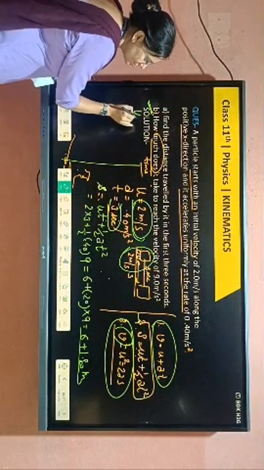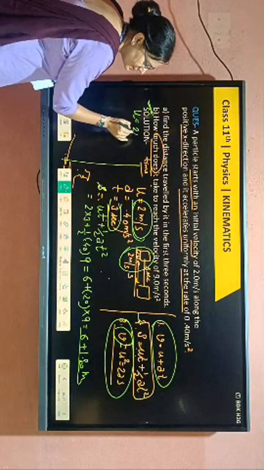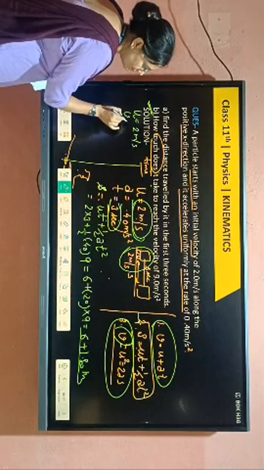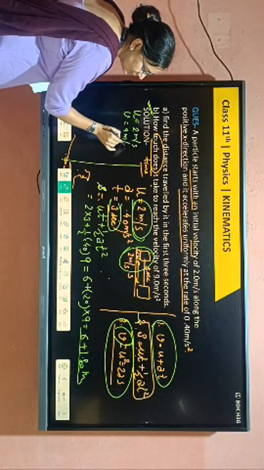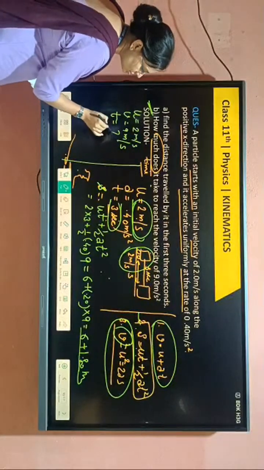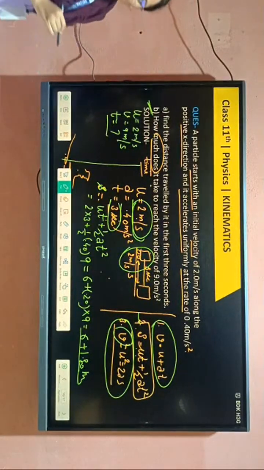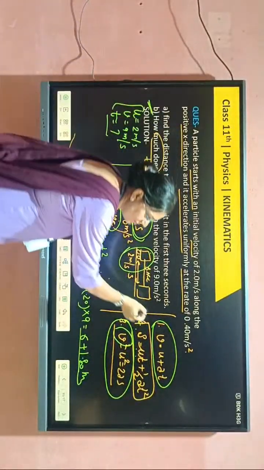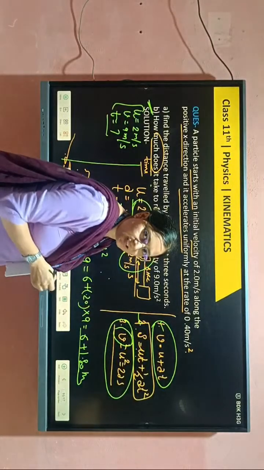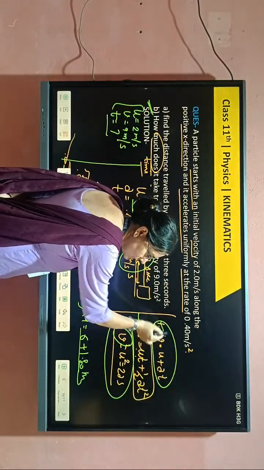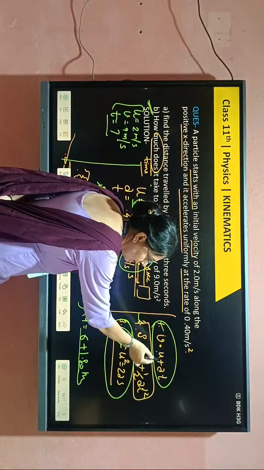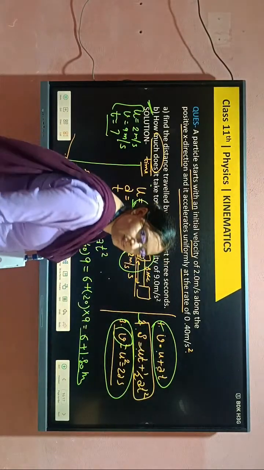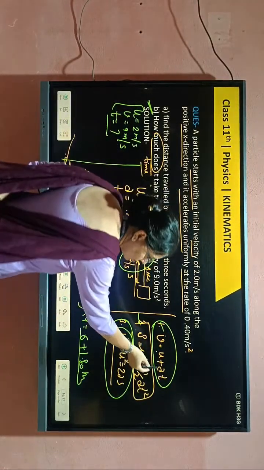Here initially the velocity given in our question is 2 meter per second. Then the final velocity will be 9 meter per second. Then in how much time does its velocity become 9 meter per second? T we have to find out. Then how can we find it? Check our equations, which equation we can use out of these three equations. So the final velocity is given in our question, the initial is given, but acceleration is not given, and time we have to find out.